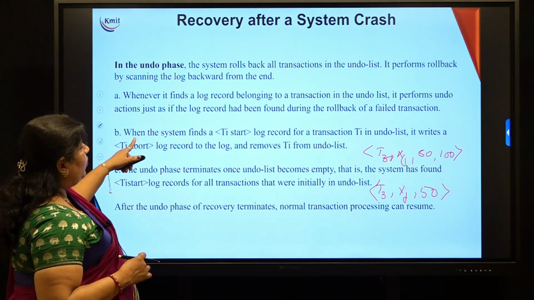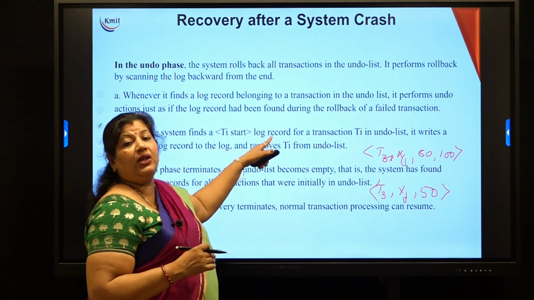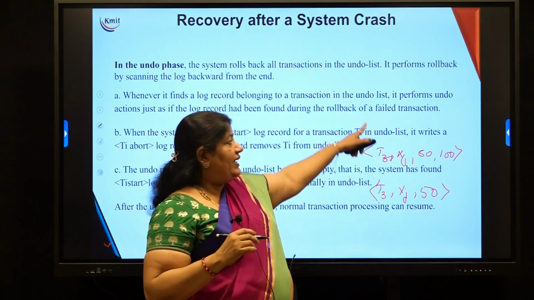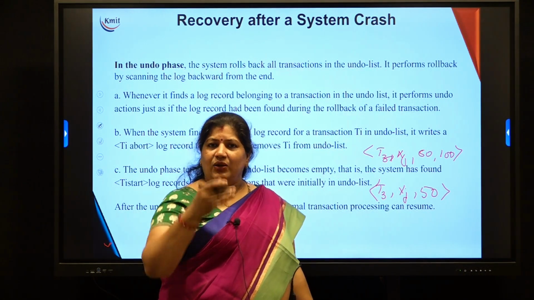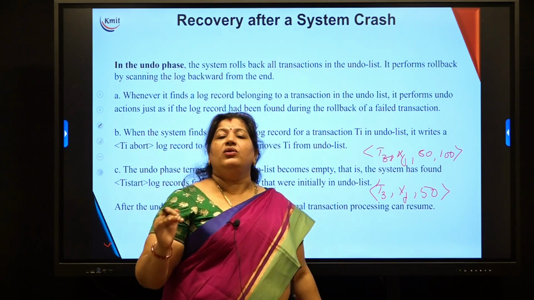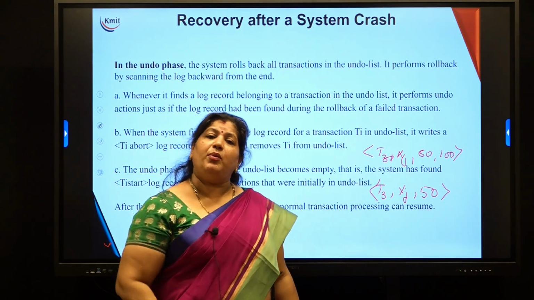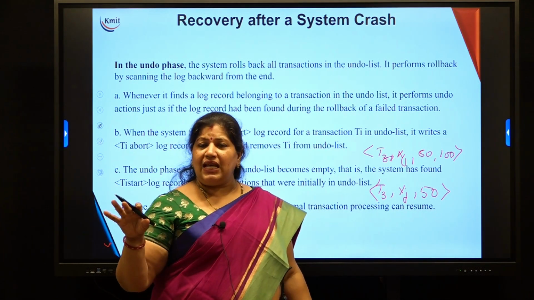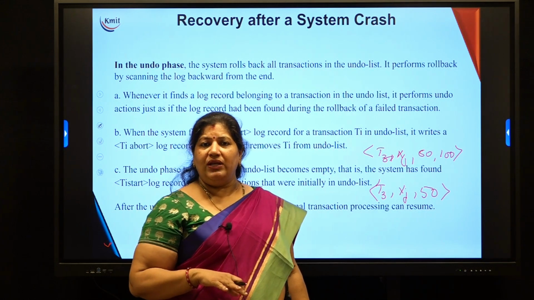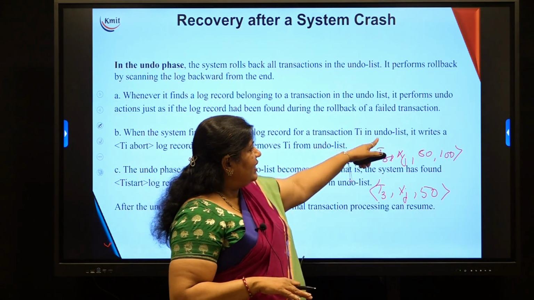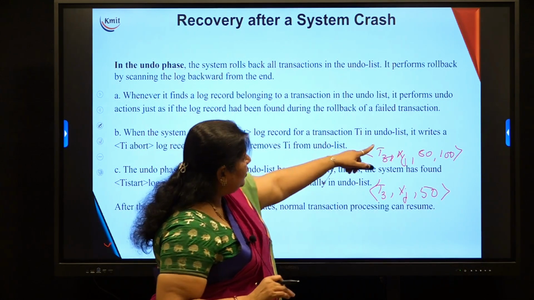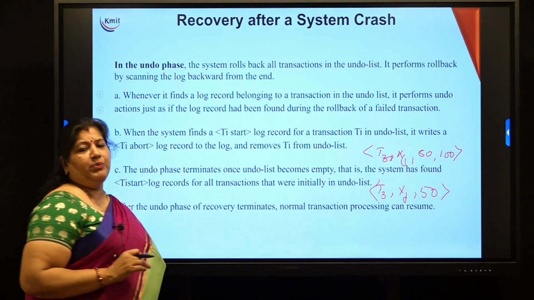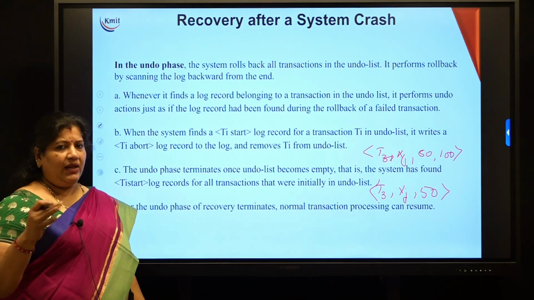Then what is happening? When the system finds a Ti start log record, that means Ti is starting. That is, T3 start I find here. That means T3 has started. So I have come in the reverse order. All the operations that were performed by T3 have been completed in undoing. What does that mean? T3 is done there, so T3 can be removed from the undo list. So what you will do? Ti is now undone. It writes Ti abort in the log record and removes Ti from the undo list because I am done with it. Now no more is required.